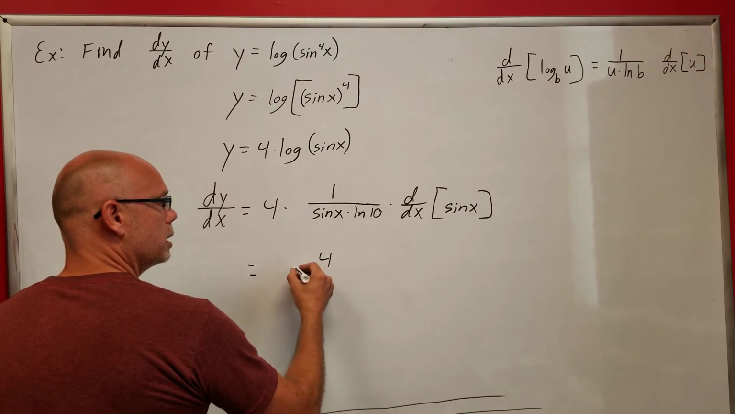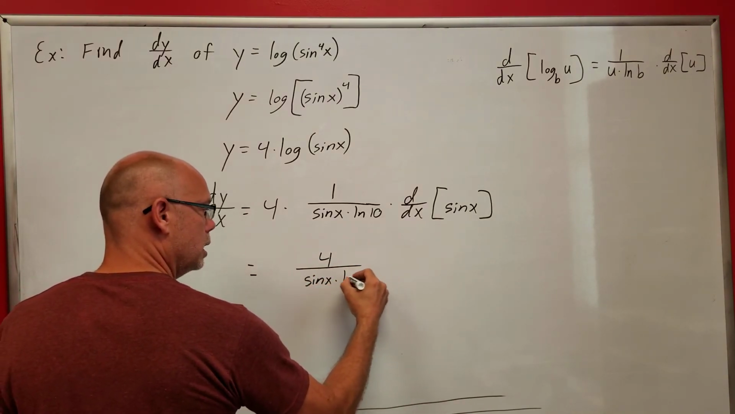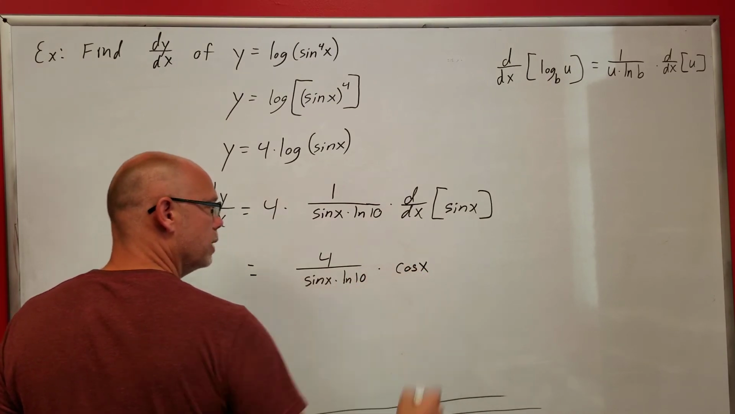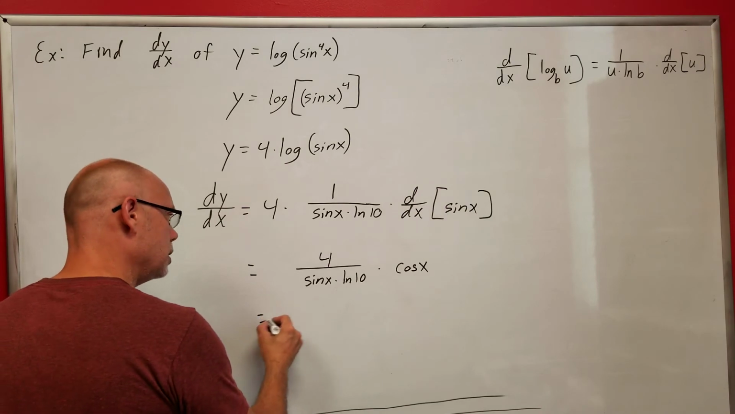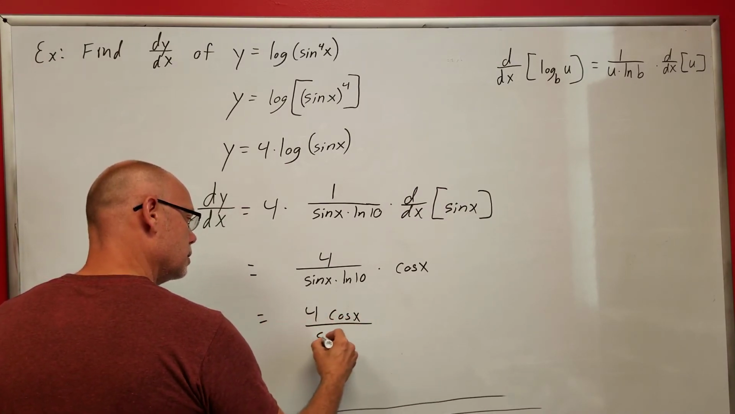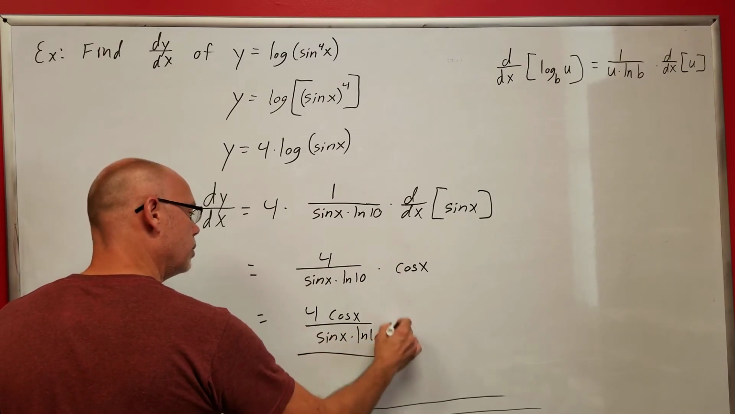All right, I can rewrite this as 4 over sine of x times the natural log of 10, times the derivative of sine, which is cosine of x, right? Now I could do this. I could say, okay, this is 4 cosine of x over sine of x times natural log of 10, and that would be perfectly okay.